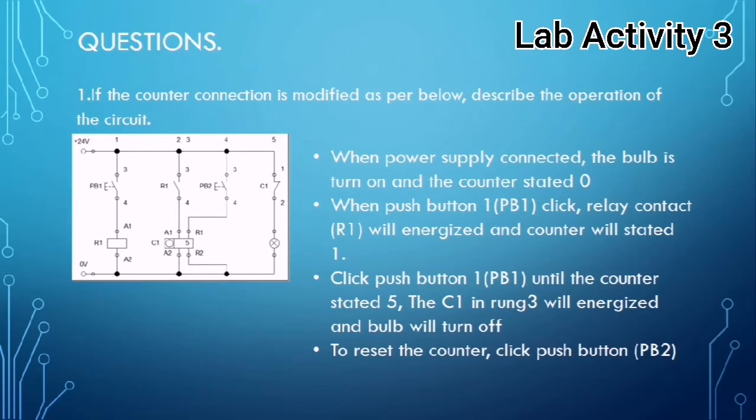When the power supply is connected, the bulb is turned on and the counter states 0. When push button 1, PB1, is clicked, relay contact R1 will energize and the counter will state 1. Click push button 1, PB1, until the counter states 5. The C1 in rung 3 will energize and the bulb will turn off. To reset the counter, click push button PB2.